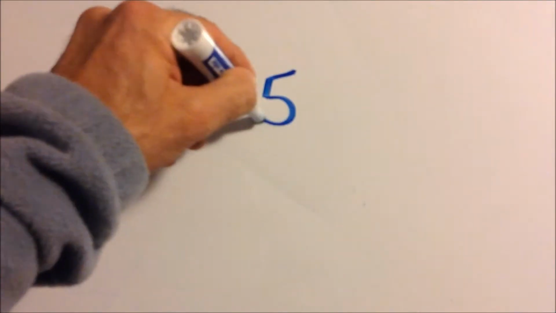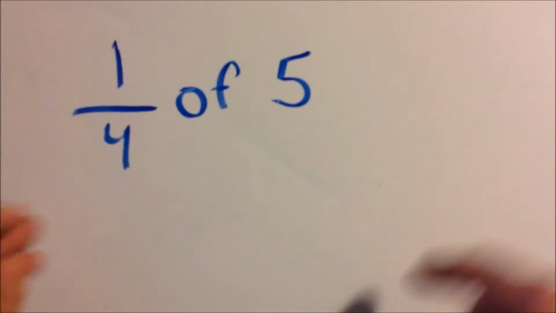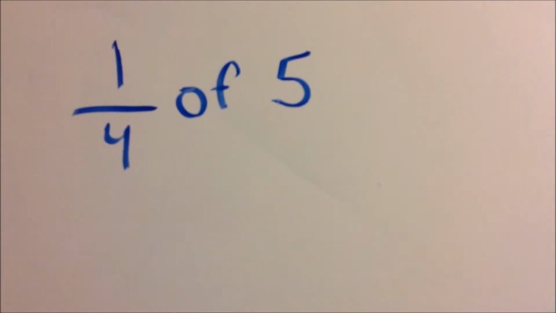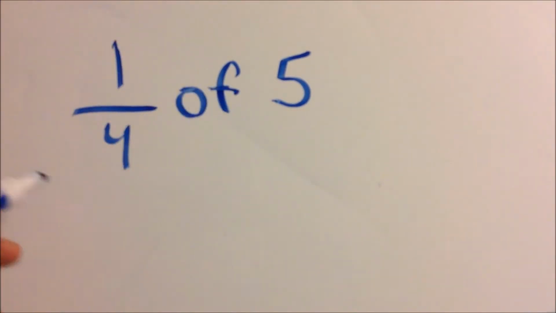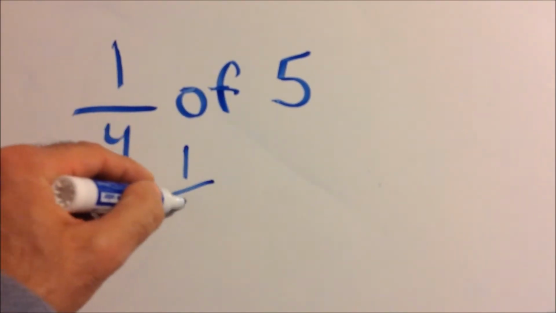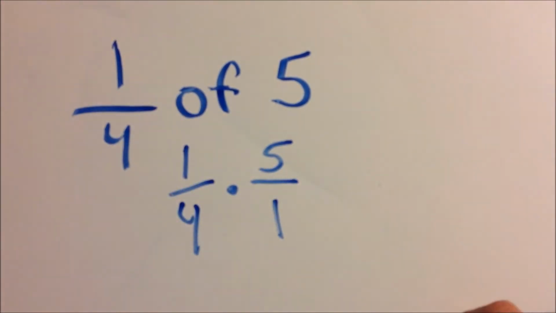Okay, so let's say we use the word of. So we can use fractions. Let's say 1/4 of 5. Right? In English we say 1/4 of 5, or 1/4 times 5. Anytime you see the word of, it's times. So we're saying 1/4 times 5, and we always put a whole number over 1.